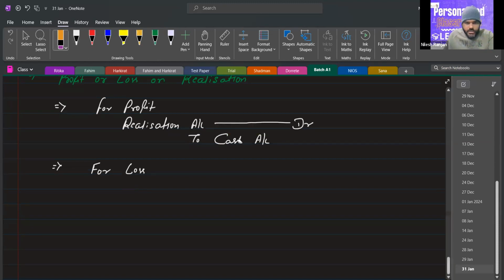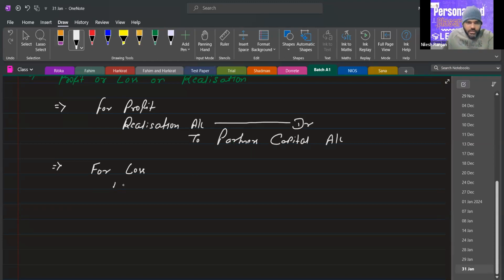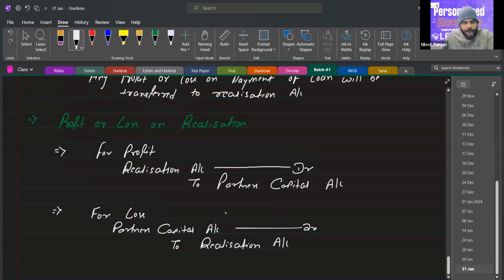Oh, sorry, one mistake here actually. Not cash, because the realization profit or loss is distributed between partners. So it will be partners capital. And this entry will be reversed in the case of loss. It will be partners capital account debit to realization. Now, please write this.